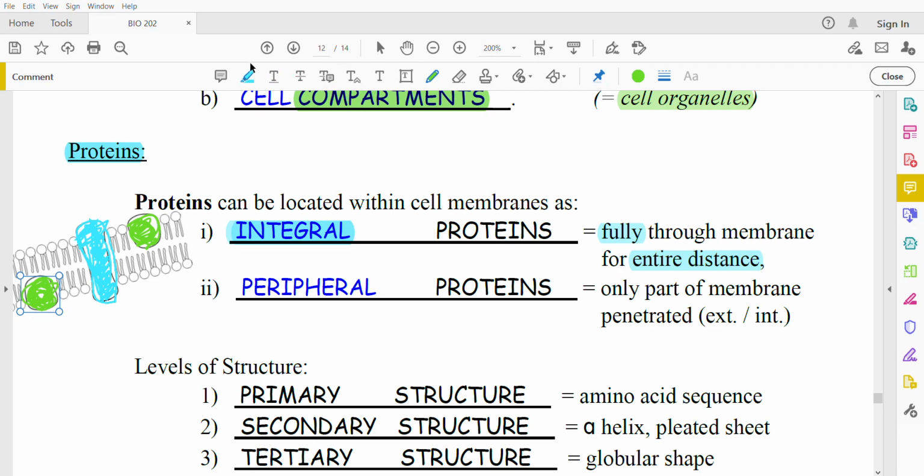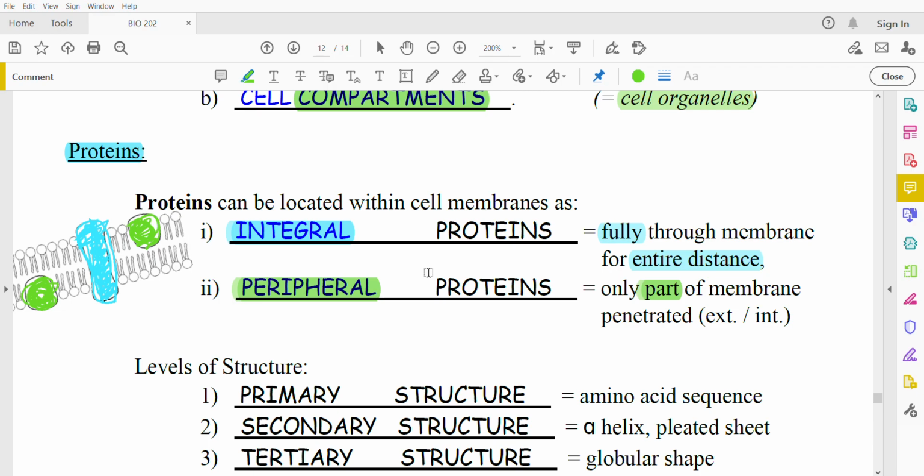They typically are found only on one or another side, so they're not that commonly found. I'm again trying to get the colors to work so we can do a little bit of color coding. Some students learn better with that, some don't. So if it doesn't work for you, don't worry about it. I'm just trying to give different ways how you can learn these things. So peripherals were only partially through the plasma membrane. They're not through the entire distance.